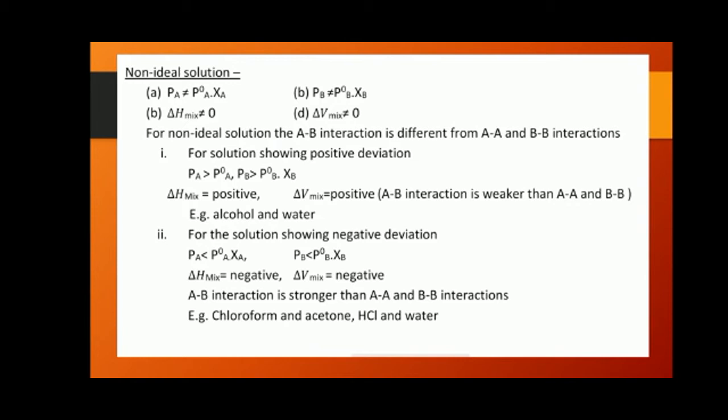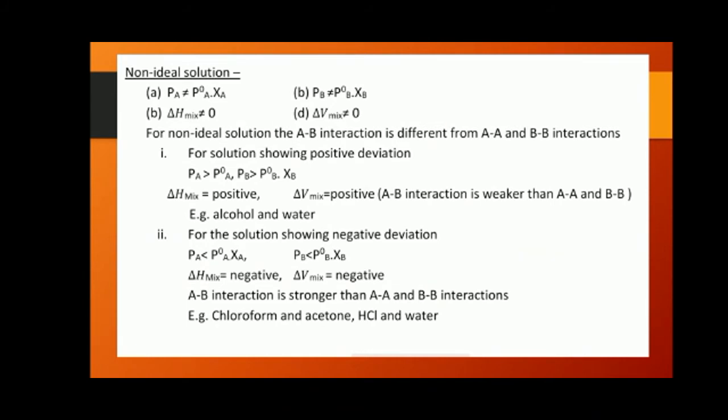For a non-ideal solution, the A-B interaction is different from the A-A and B-B interactions. A solution showing positive deviation from Raoult's law is one where PA and PB are greater than the product of their mole fractions and the constants, that is P0A and P0B. One more thing: the enthalpy of mixing and the volume of mixing will be positive.